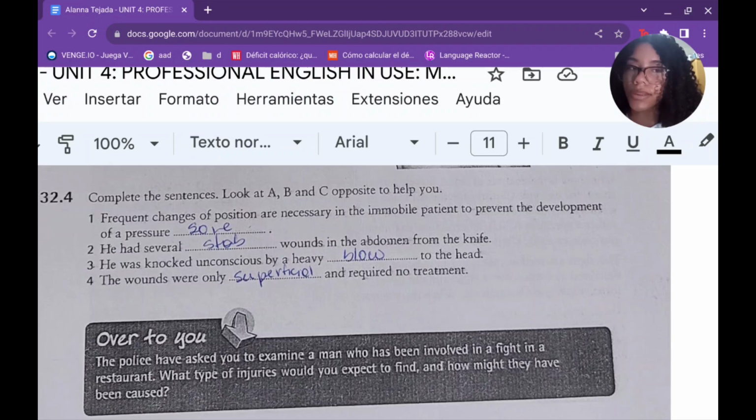Complete the sentences. Look at A, B, and C opposite to help you. Frequent changes of position are necessary in the immovable patient to prevent the development of pressure sores. He had several stab wounds in the abdomen from the knife. He has suffered concussion caused by a heavy blow on the head. The wounds were only superficial and required no treatment.